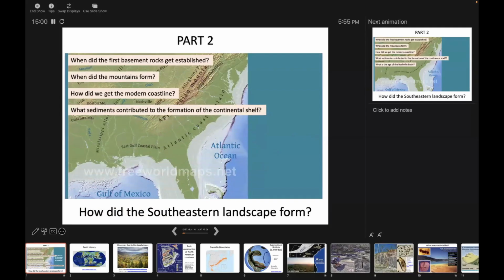What sediments contributed to the formation of the continental shelf? Take a look here. The continental shelf is before the ocean drops off into the deeper ocean, into these abyssal zones. There's a shallow continental shelf around all sides, for example, of Florida. It's not that way on every landmass.